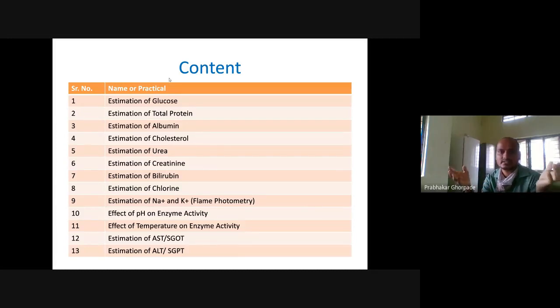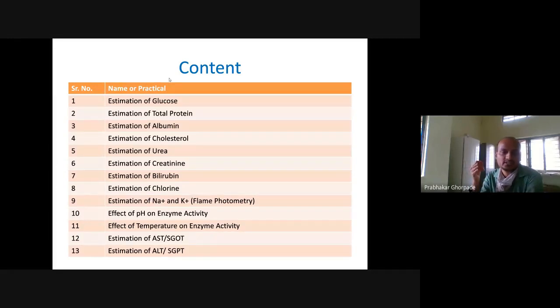The other test we have is a quantitative test. Under the quantitative test, we can estimate the actual quantity of the glucose present in the sample, right? So that is quantitative estimation. Under this, we can estimate the glucose, the total protein, the albumin, the cholesterol, urea, creatinine. Estimation of the bilirubin is there. Estimation of chloride is there. Estimation of sodium and potassium is there. For sodium and potassium, we can use flame photometry also.